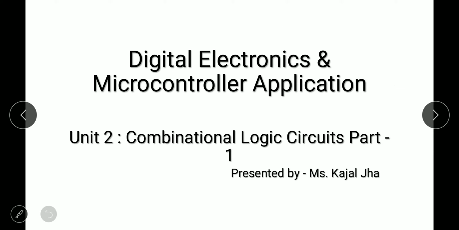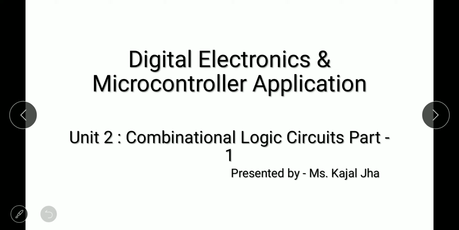Today's topic is Unit 2, that is Combinational Logic Circuit and Sequential Circuit. In this video, we will discuss the Combinational Logic Circuit Part 1. In a previous video, we discussed what the standard forms, that is SOP and POS, of the logical expression are, then why we use the K-map, and what combinational and sequential circuits are.